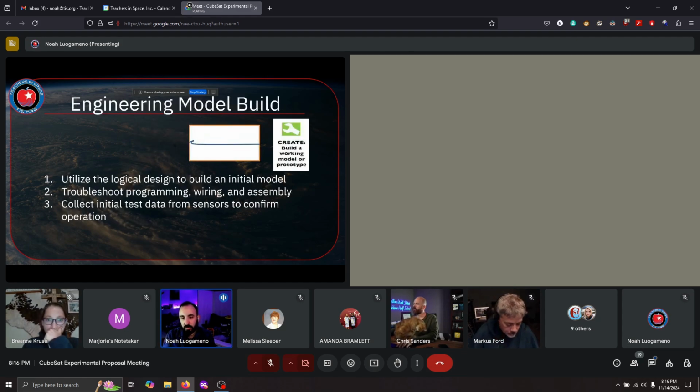And then the engineering model. In this particular instance, this is going to be more than an engineering model. This is going to be your actual CubeSat. If you were building a CubeSat to go into space, you would build two of them. You would have your engineering model that you would keep on your test bench that would be used to validate that the experiment is going to work.